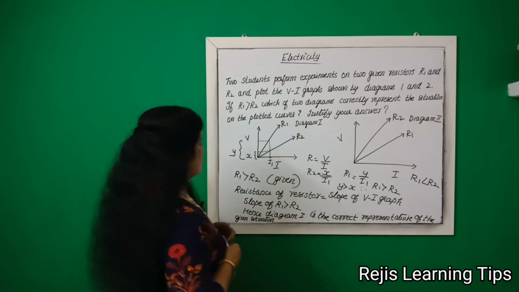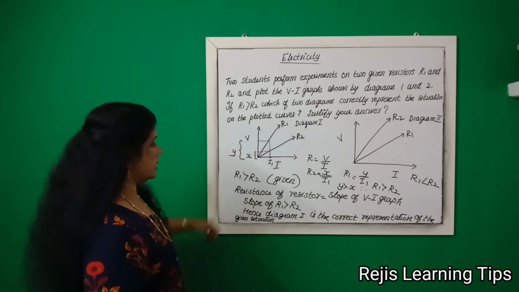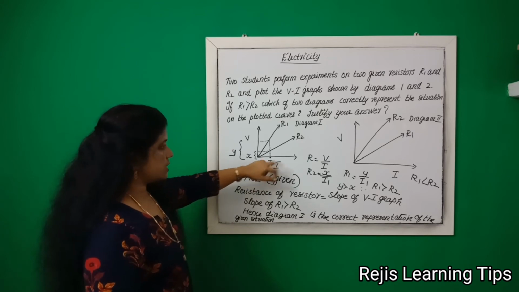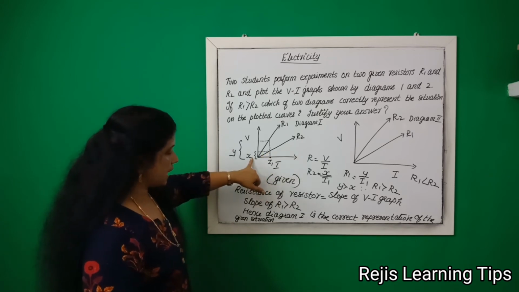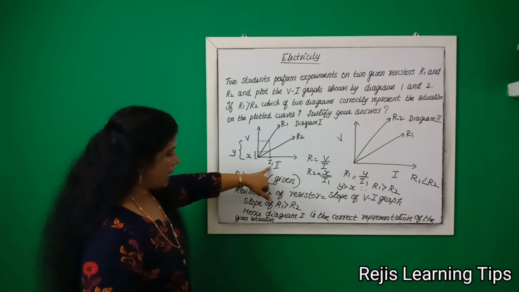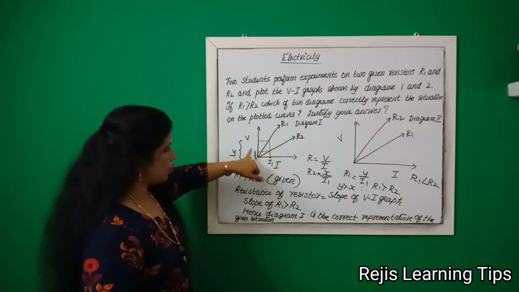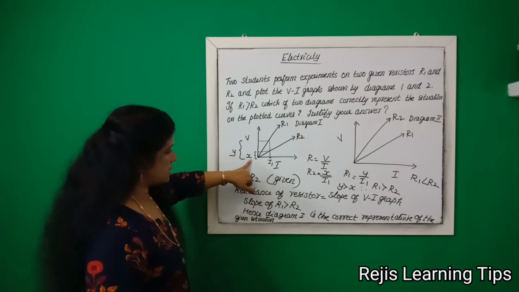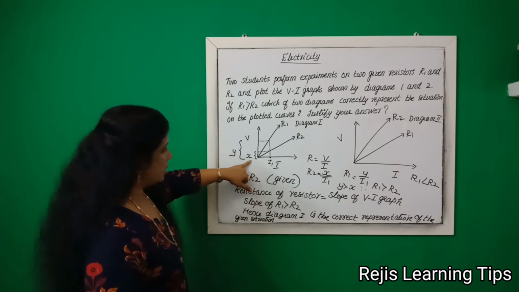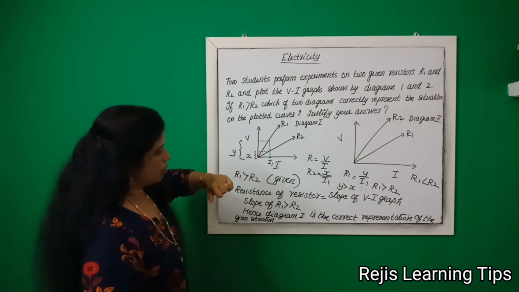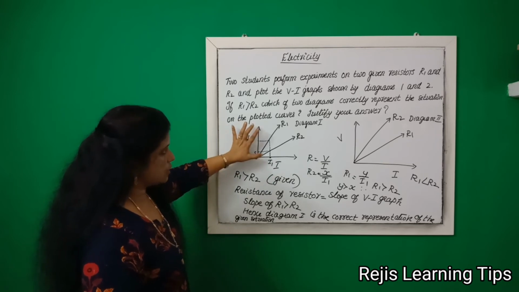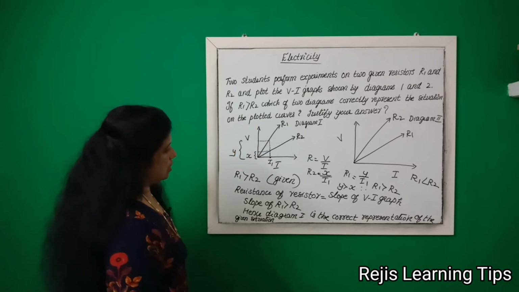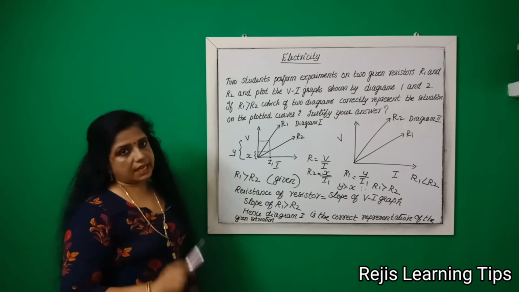Okay. From here, first we should find R2. R2 means x divided by I1. R1 is equal to y divided by I1. We know that y is greater than x, so R1 is greater than R2. So this diagram is the correct representation of the given situation. Okay, then we can see the next problem.